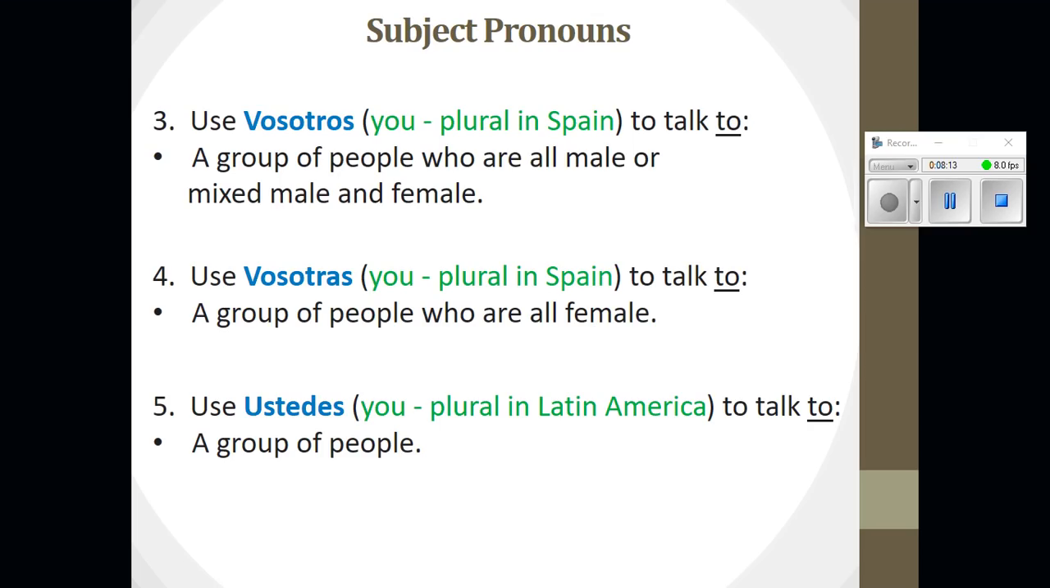Okay, we have the last 3. If you want to talk to someone, it says use vosotros, which means you, plural in Spain, and you use that to talk to a group of people who are all male or mixed male and female. The 4th one is vosotras, which means you, plural in Spain, and you use that to talk to a group of people who are all female. So you're going to write down on your note guide, vosotros, you, plural in Spain, vosotras, you, plural in Spain, and number 5 is ustedes. You're going to use ustedes, which means you, plural in Latin America, to talk to a group of people. All right, so make sure that 1 through 5, the pronouns you would use when you want to talk to someone or a group of people, make sure those are filled out.